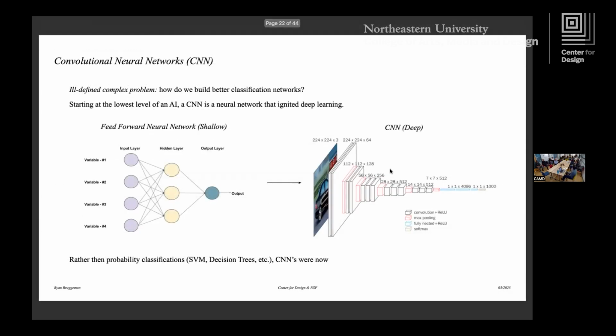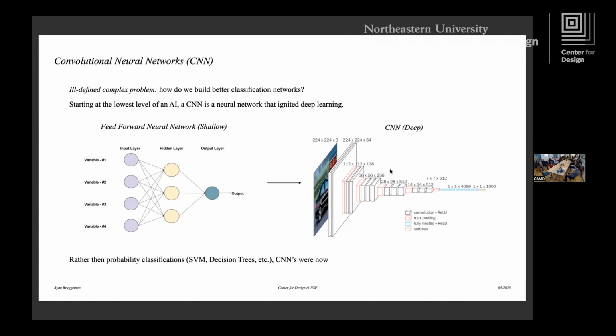So I'm going to go through 3 examples of design's existence and design knowledge, particularly in the creation of AI. And I'm going to move up through that kind of Adidas symbol that we saw, right? So I'm going to start at the lowest level of deep learning and how design is actually the creation of neural networks in this case. Starting with the type of ill-defined, complex problem: how do we build better classification networks?